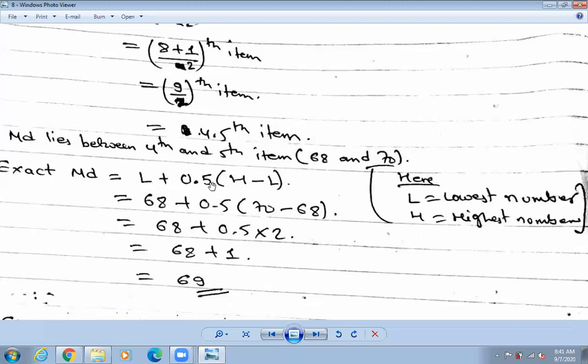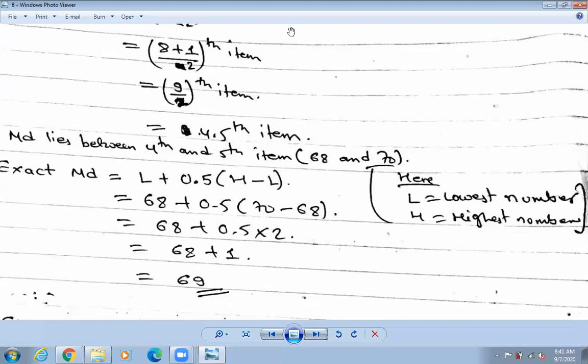Okay. So if you have not remembered, this is the technique to make the formula. If there is 0.5, make it 0.5. If there is 0.75, make it 0.75. If there is 0.25, make it 0.25. So this is the technique to get 69.